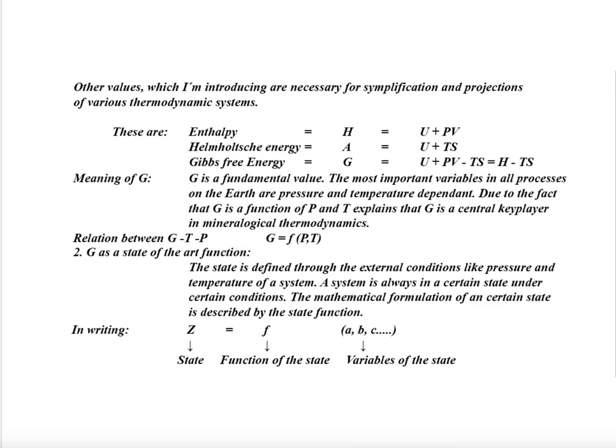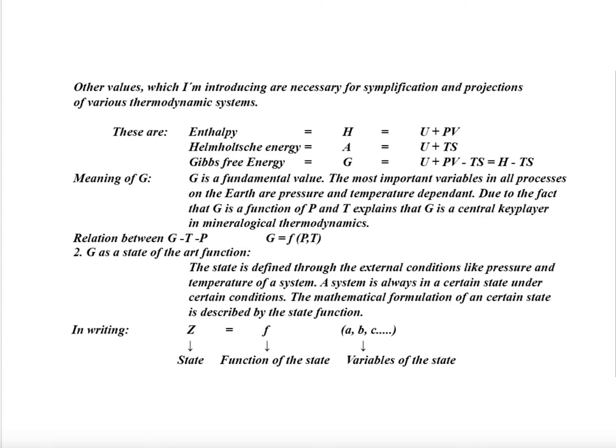G, we have the Gibbs free energy of a mineral, and we have the Gibbs free energy of the reaction. So in this case, the mineral with the lower Gibbs free energy is the stable one. So G can then be described by U plus PV minus TS, which is H minus TS. So that means G is for us a fundamental value.